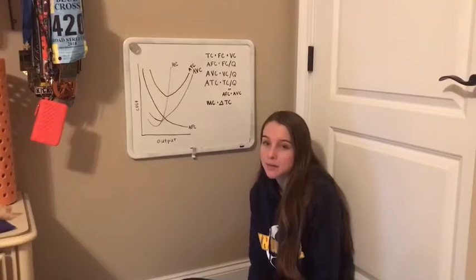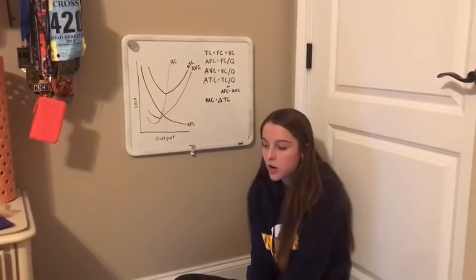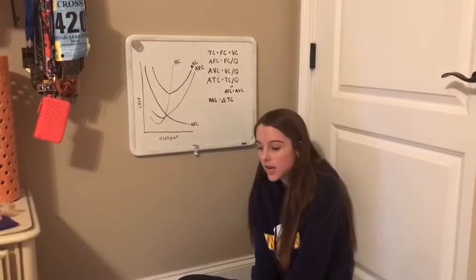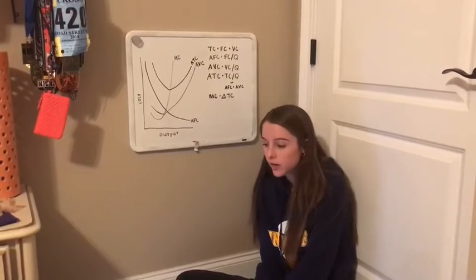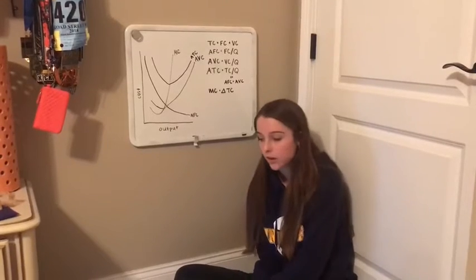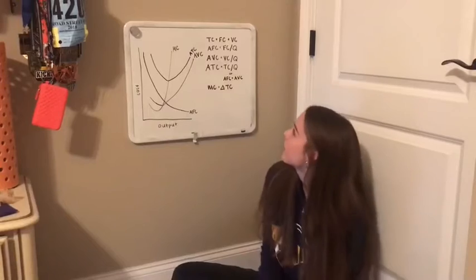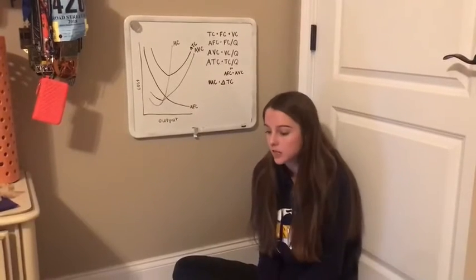So next we're going to be talking about cost curves. So to begin, fixed costs are costs that do not vary with the quantity of output produced, and variable costs are costs that do vary with the quantity of output produced. So then total cost is the market value of the inputs a firm uses in production, and as you can see here, total cost is fixed cost plus variable cost.